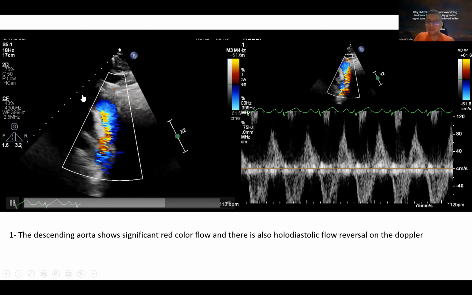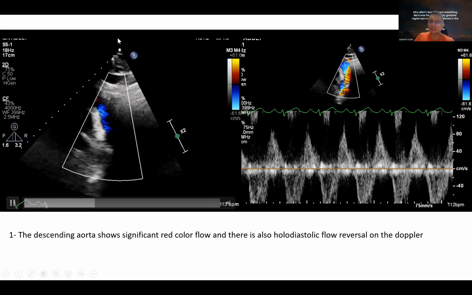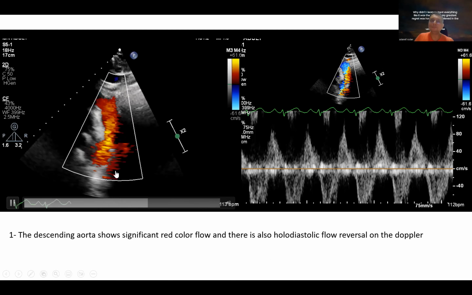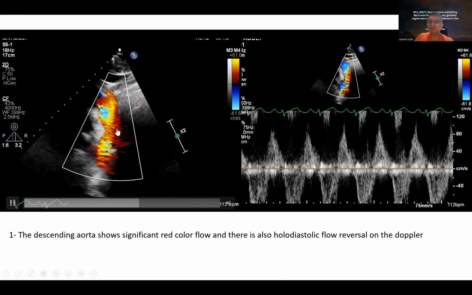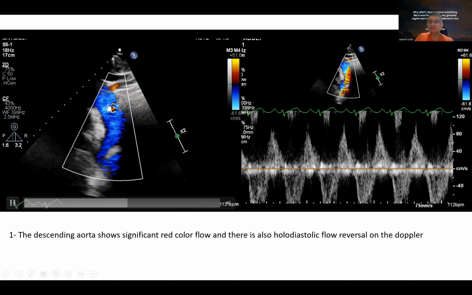Now, this is the descending aorta. And if you notice, this is your probe, right? And the blood should flow downwards. This is the descending aorta, it should go downwards. Remember that blue is away from the probe and red is towards the probe. Now, even though you have a blue flow here, you also have a lot of red flow during diastole. So you have a blue flow and you have a red flow during diastole.